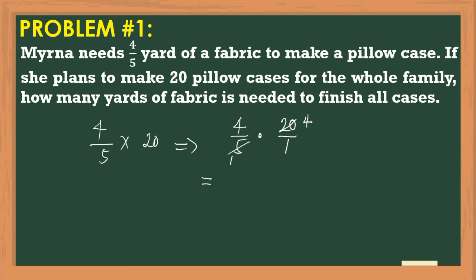And then we multiply the remaining factors. 4 times 4, that is 16. And then 1 times 1, that is 1. So 16 over 1, that is 16. So 16 yards ang kailangan ni Mirna para magawa yung 20 pillowcases.